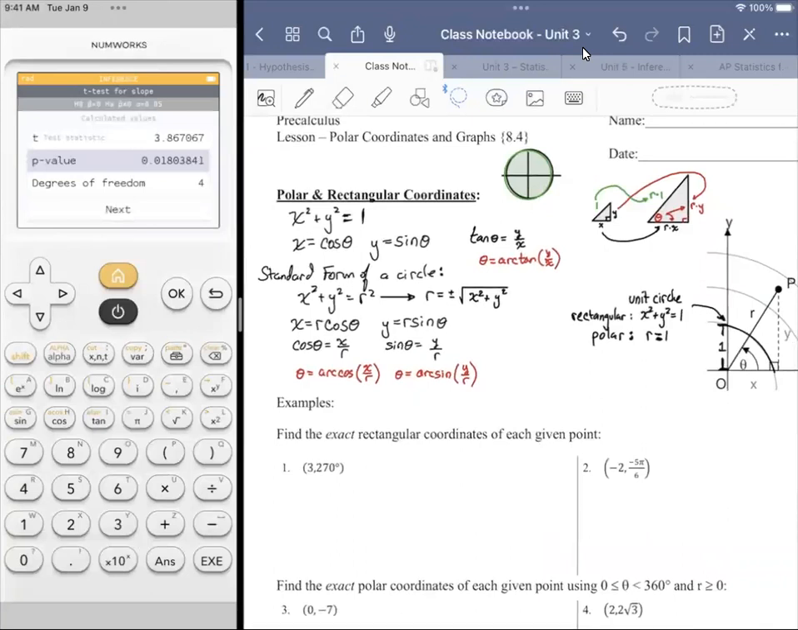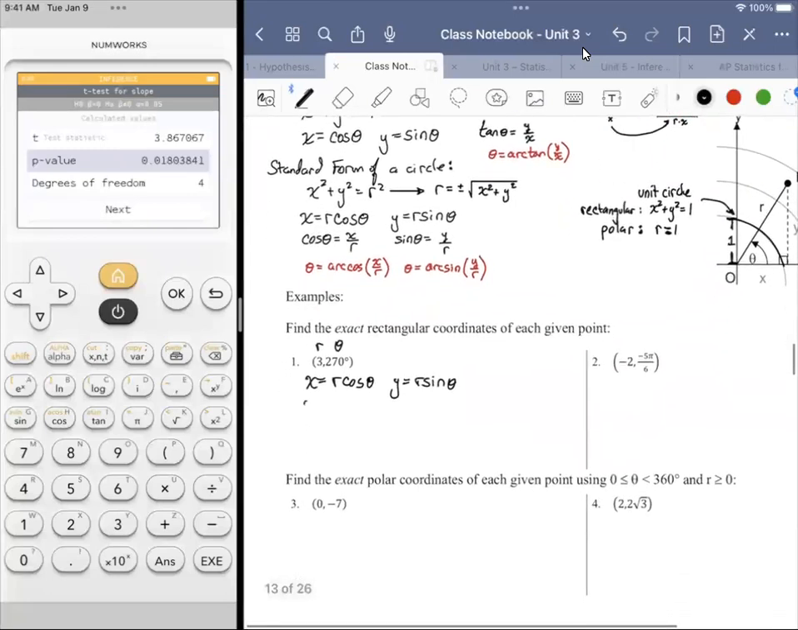So in this mess here, we have formulas that help us go from one type of coordinates to another. This one is saying find the exact rectangular coordinates of each given point. So they're giving me r and theta. So I want a formula or set of formulas that are going to help me figure out x and y. And the formulas I'm going to use are x is equal to r cosine theta and y is equal to r sine of theta. It's all unit circle trick, because if I know what the sine and cosine are of 270, I have it. So I'm going to make my substitutions. X is equal to 3 cosine 270. Y is equal to 3 sine of 270.